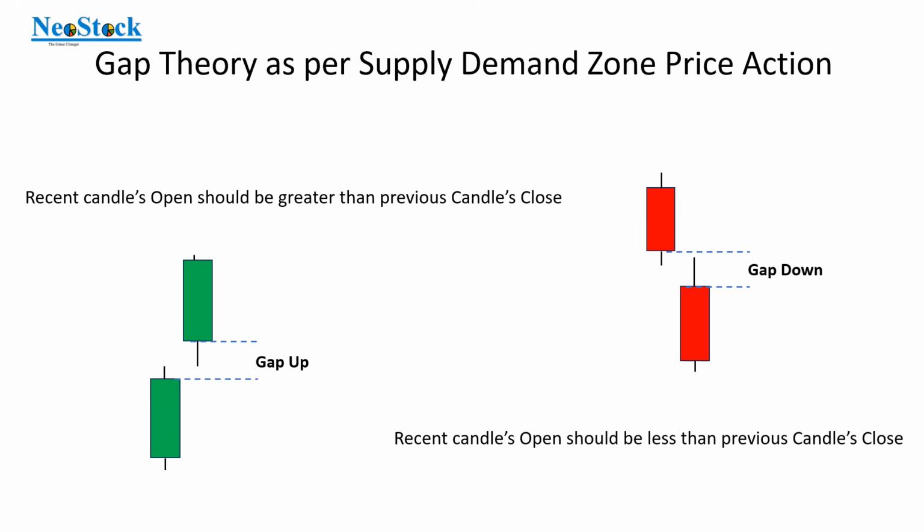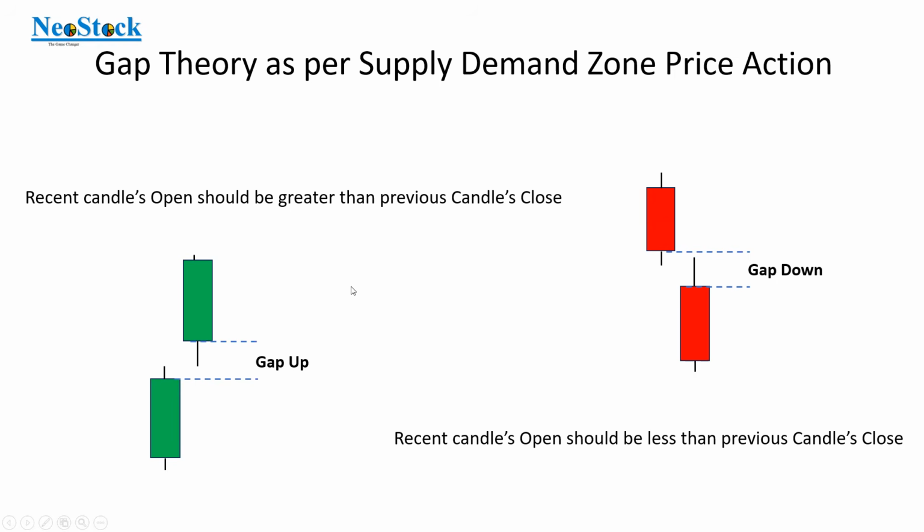So are we measuring this gap up and gap down in terms of bullish and bearish nature? Not exactly. In supply and demand zones, we will understand these concepts in a different way: how to understand the gap up and gap down from the demand and supply zone point of view. That is what you are going to see very soon. First, understand what is gap up and gap down.